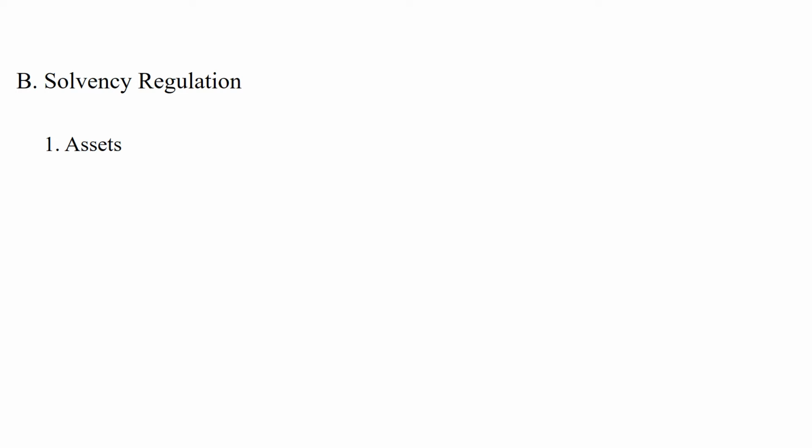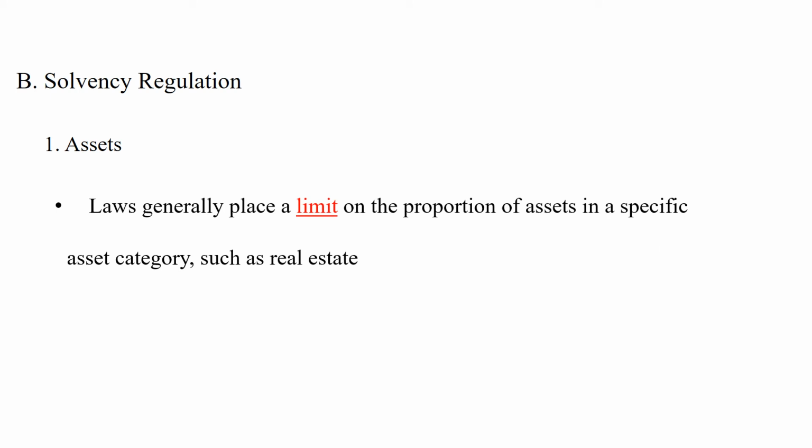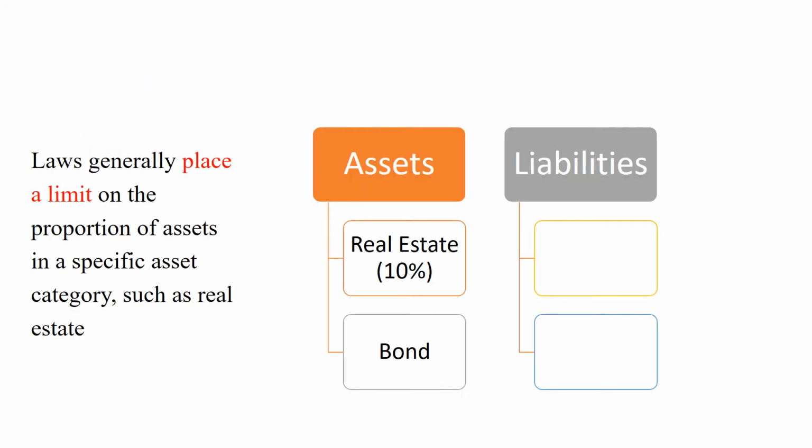So many state governments have laws that place a limit on the proportions of assets in a specific asset category. Limits on the proportion of risky assets, such as real estate and junk bonds. For example, a state government may only allow the insurance company to put at most 10% of its assets in real estate.